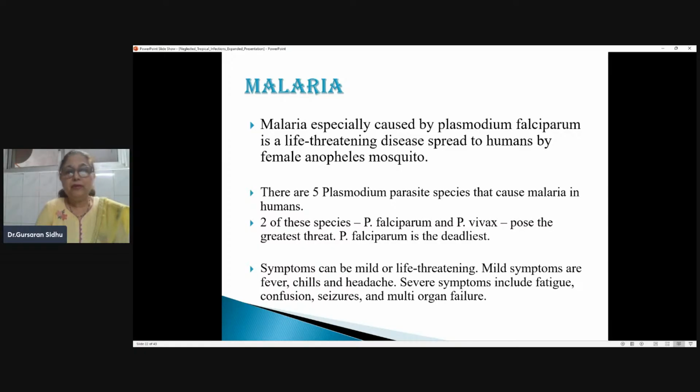The symptoms could be very mild, but it could be life threatening. From mild fever and chills, like I said, to life-threatening multi-organ failure, unconsciousness, and seizures with falciparum malaria. This is a huge concern.